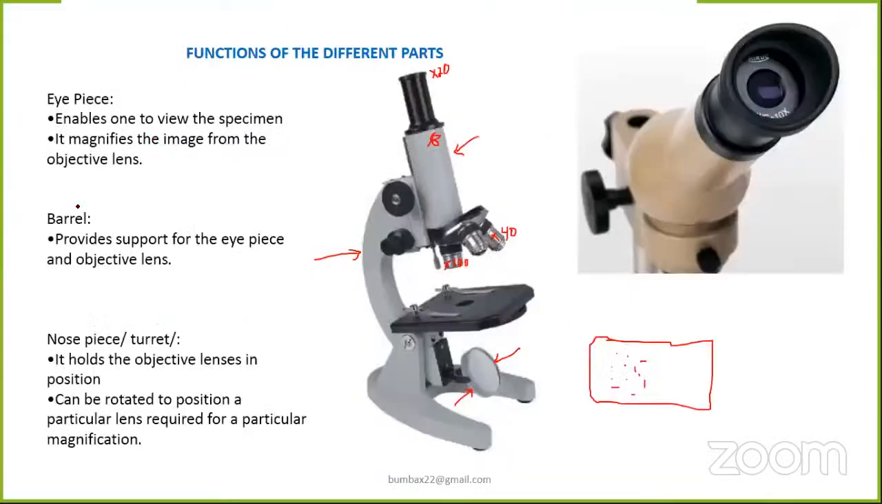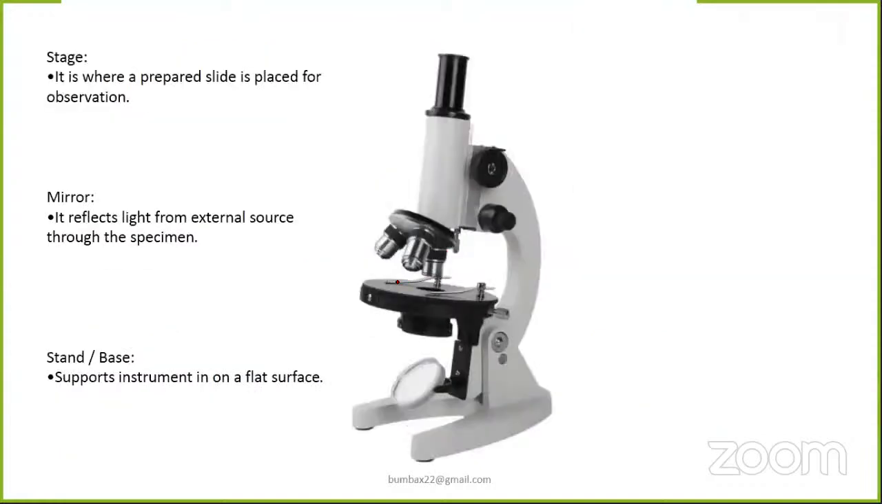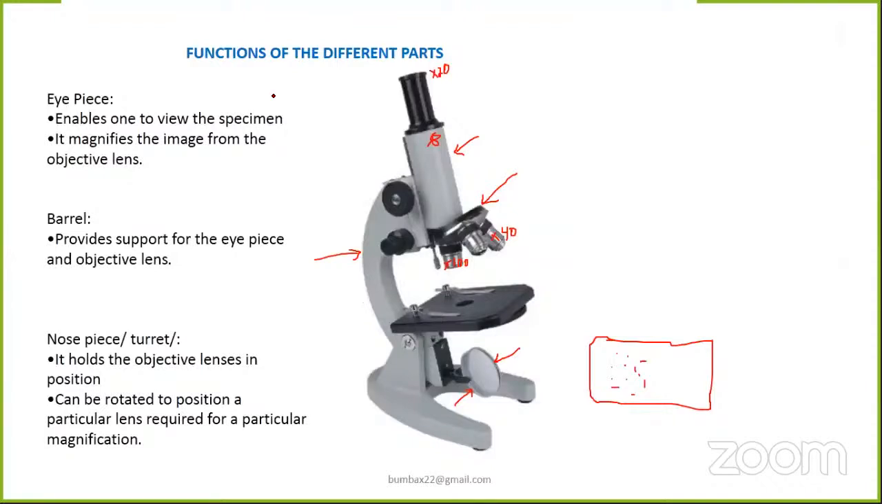This is the eyepiece, the barrel, you have seen it, which provides support for the eyepiece. Then the nose piece or the turret is this one. It holds objective lenses, first of all, and it can also be rotated if you want a particular lens to be magnified. And then the stage, this is where we normally place. Let me first pick some more questions here. Someone said I should not be moving very fast.